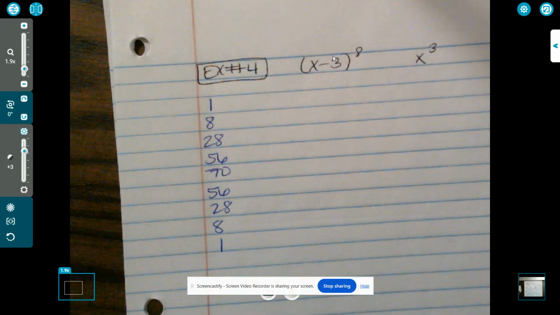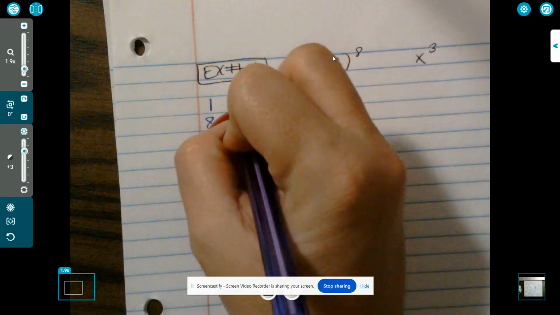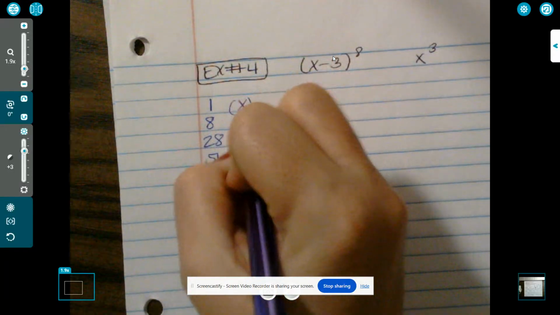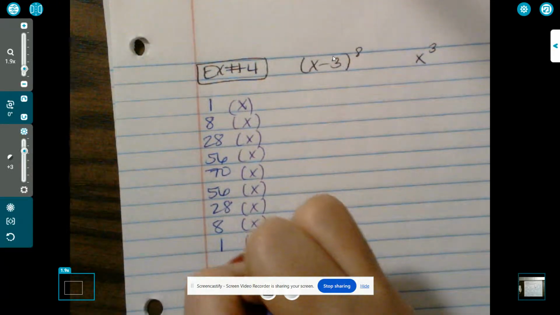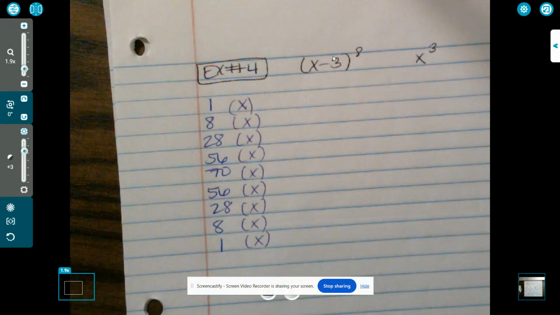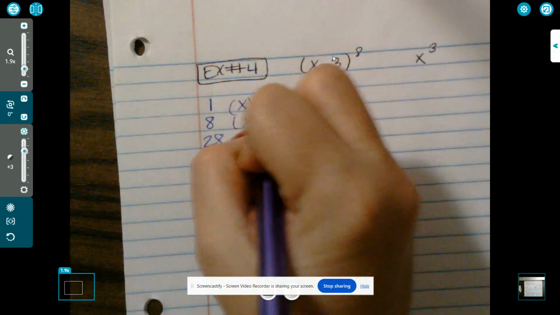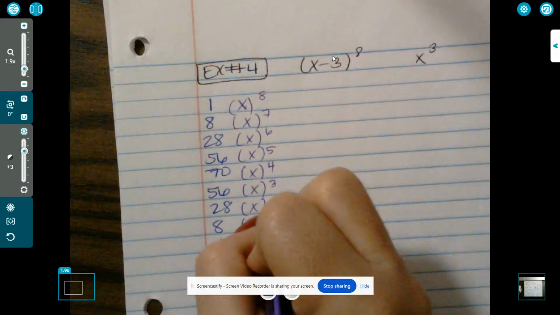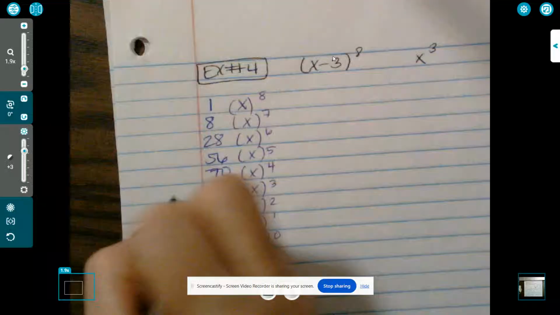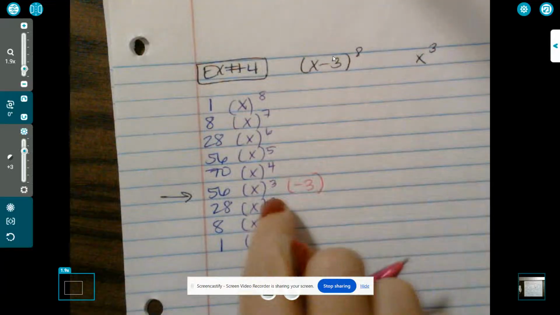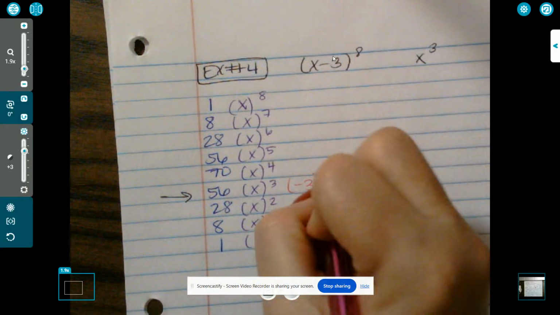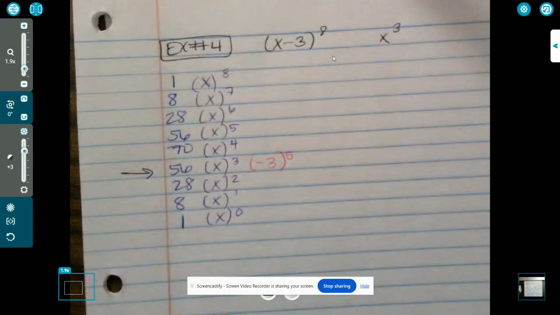All right, and we're talking about just x. So our next section is just x. Let's go ahead and figure those out. So that's going to be x to the 8, 7, 6, 5, 4, 3, 2, 1, none. I only care about this one, the x to the third value. Then I'm going to jump over here. It's going to be negative 3. And remember, because I know these two equal 8, I know that this is going to have an exponent of 5. So that's what I'm going to work out.